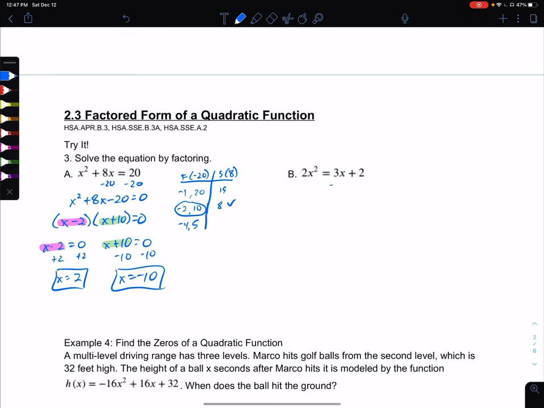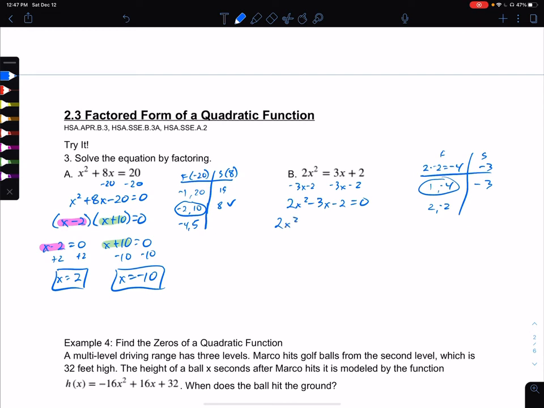In part B, I need to move both of these terms over. And I like to try and keep the a value positive. It makes my factoring much easier. So I need 2 times negative 2. I need factors of negative 4 that have a sum of negative 3. So we make the 4 negative, so that gives me negative 3.